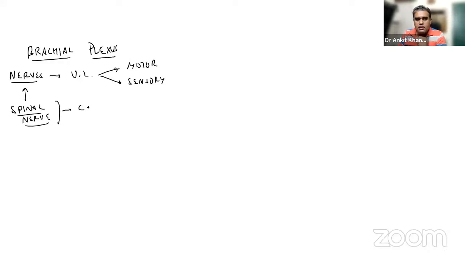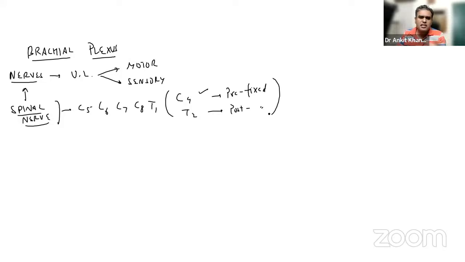Which spinal nerves? Basically, they are coming from C5, C6, C7, C8, and T1. Most of the time it is C5 to T1. But in brackets, I'm writing C4 can be seen. In that case, the brachial plexus is known as prefixed, or T2 can be seen, in which case it is known as postfixed brachial plexus. But yeah, it is C5 to T1. Just remember this C5 to T1 at least.